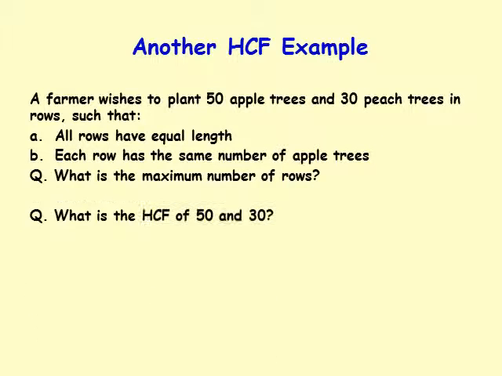Let's continue. What's the HCF of 50 and 30? That's where the question is. We're looking for the maximum number of rows, which comes from the HCF of 50 and 30. Do you see any common factor here?